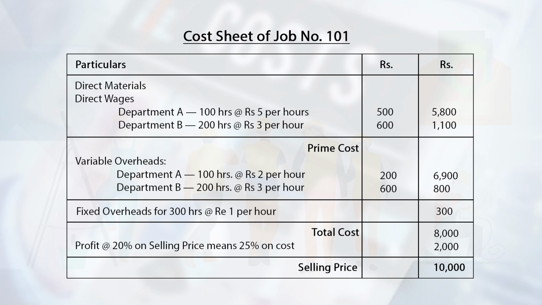In that, add variable overheads. For Department A, it is 100 hours at rupees 2 per hour, that is 200 rupees, and for Department B, 200 hours at rupees 6 per hour, that is 600, making a total of rupees 800. Then add fixed overheads for 300 hours at rupee 1 per hour, amount is rupees 300, and therefore the total cost comes to rupees 8,000. In that, add profit at the rate of 20% on selling price, which means 25% on cost, and the amount comes to rupees 2,000.